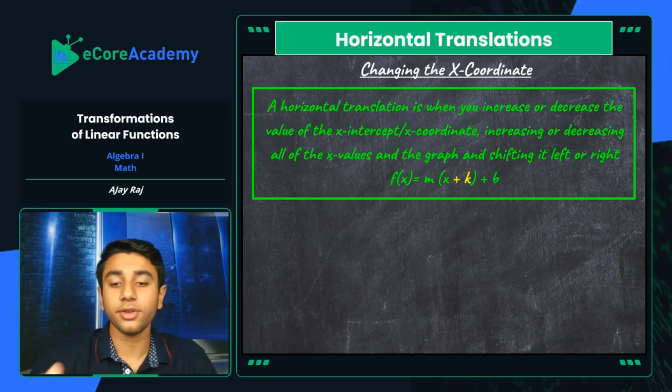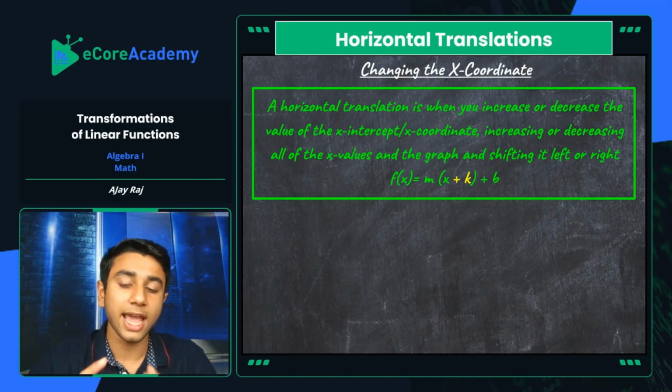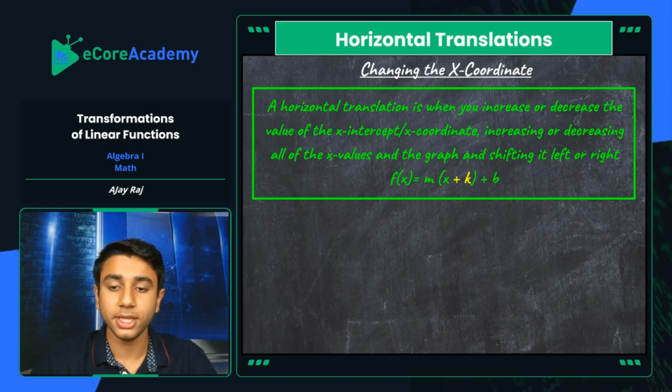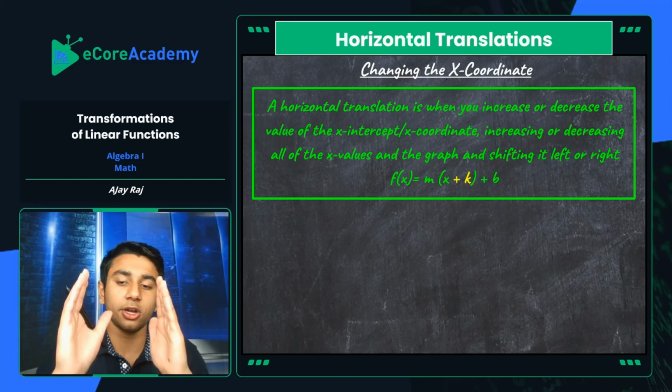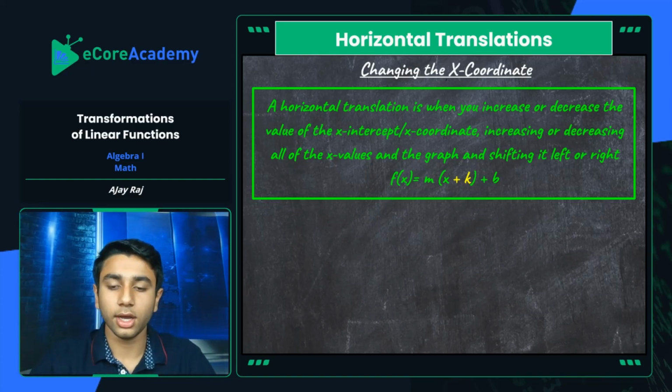As you can see here, for the translation we're still going to utilize the same translation factor of k, but in this case, k is only going to be added to your x value. From our original equation, f of x equals mx plus b, it's now going to be m times x plus k, then plus b. So x and k are going to be added together, and not for the entire equation.